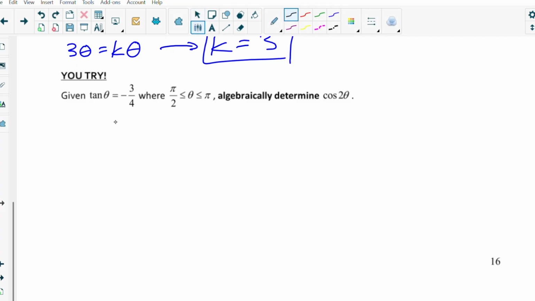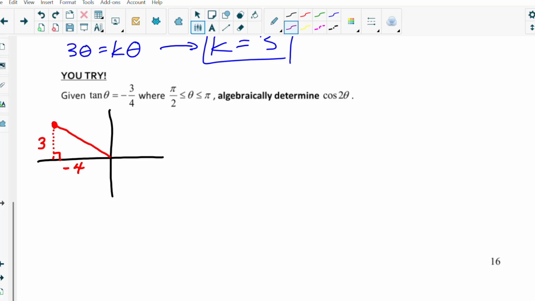So first, let me draw this out. It's between pi/2 and pi, so that's quadrant 2. So I'm going to draw my right triangle here. -3/4. So tangent is opposite over adjacent, and this adjacent part, it's on the negative x side, so I'm going to assign the negative value to the -4. Okay, so algebraically determine cosine of 2 theta.